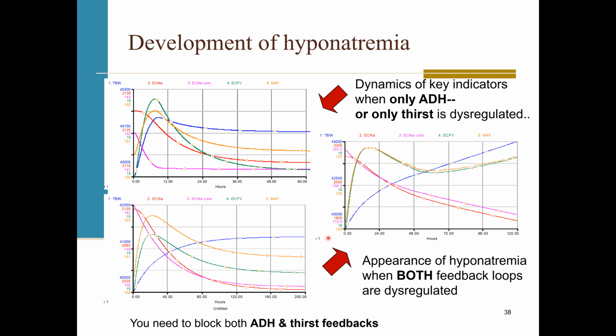But if you knock out both of them, both antidiuretic hormone and the perception of thirst, usually those patients who have a problem with the antidiuretic hormone don't present clinical symptoms unless they also have a problem with the perception of thirst. Because here the blue line is the total body water, and you cannot control it anymore, it keeps increasing. So that is the development of hyponatremia. Basically it shows the appearance of hyponatremia is only possible when both of these feedback loops in the first system are dysregulated.